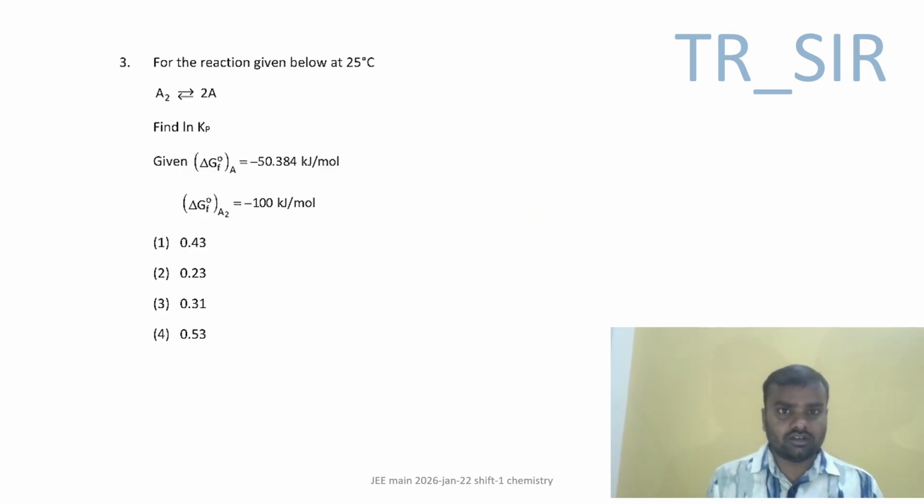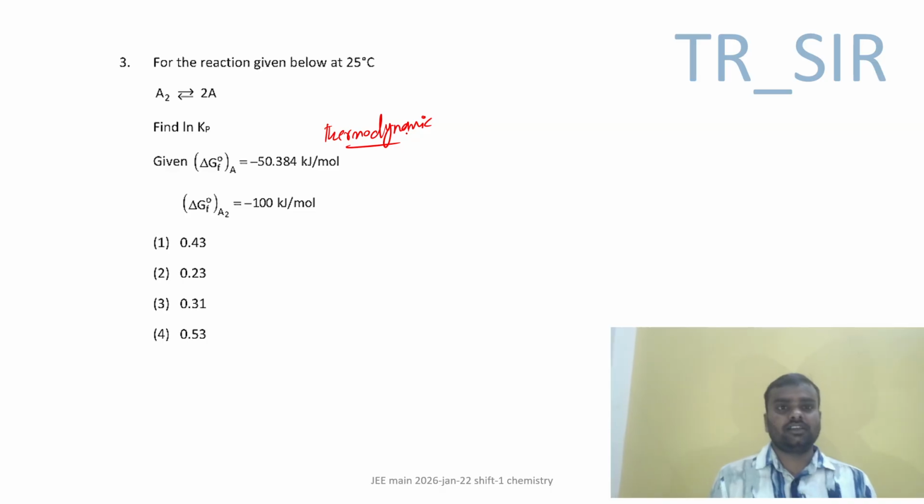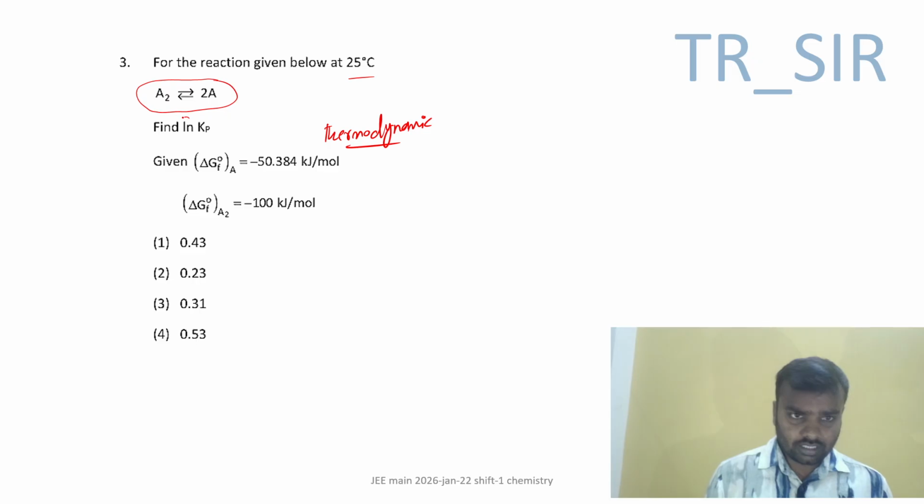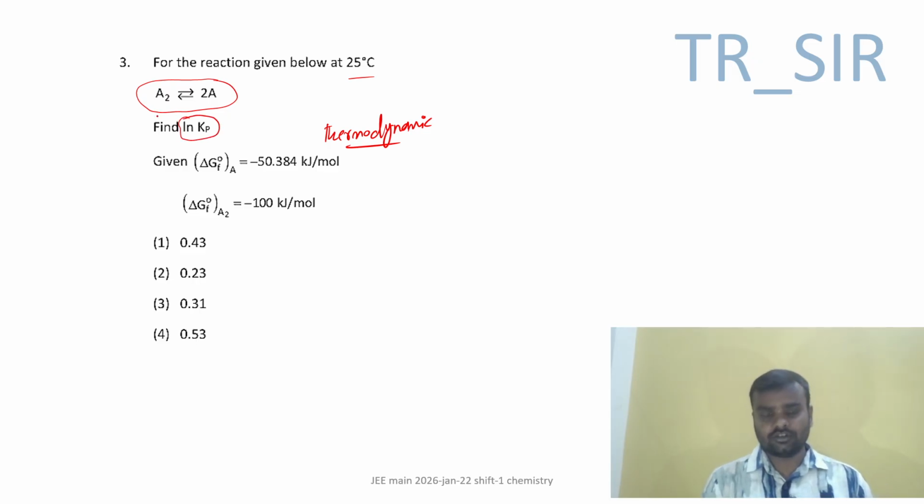Question number 3, it is from the thermodynamics concept. For the reaction given below at 25 degrees Celsius, the equation given is an equilibrium reaction. The question is asking what the ln Kp value is. So, ln Kp value, what will happen?